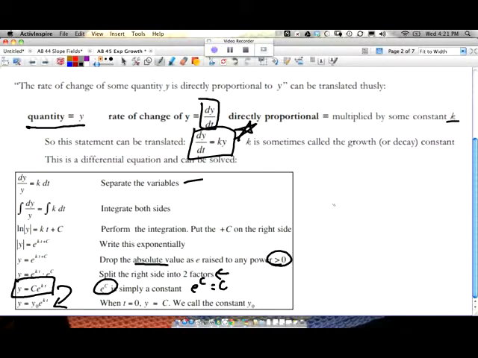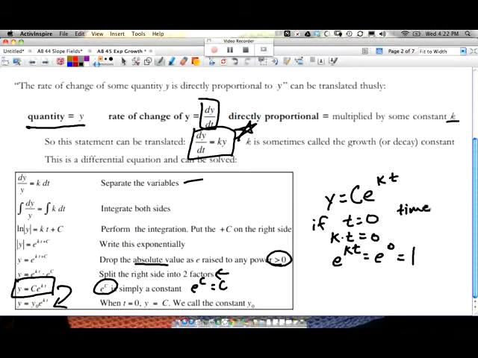But really the big thing to consider is that constant, when you say y equals c times e to the kt, consider t equals 0. If t equals 0, then k times t equals 0 as well. And e to the kt is equal to e to the 0, which is equal to 1. So at time 0, y equals c. So this c is your initial value. That's really what's going on here, initial value.